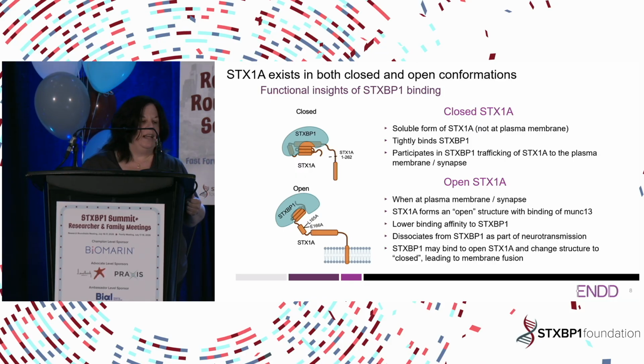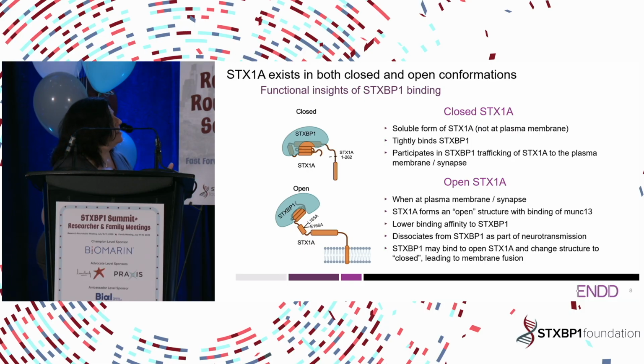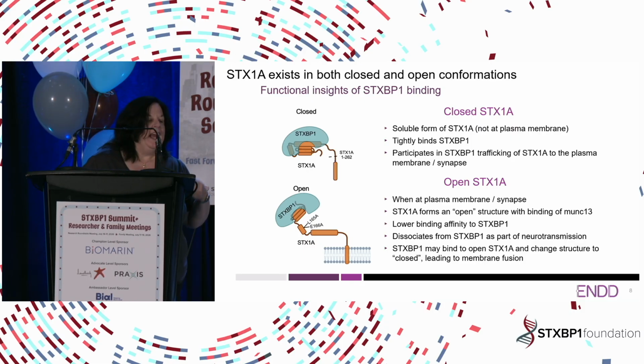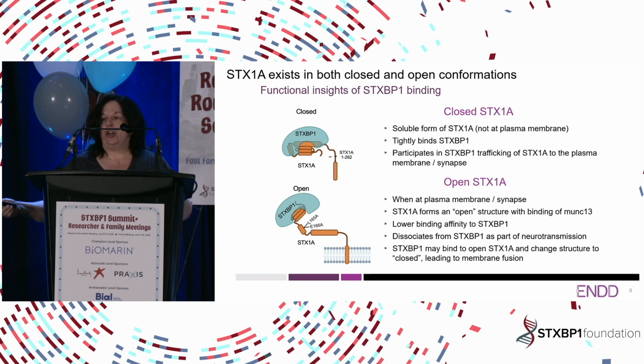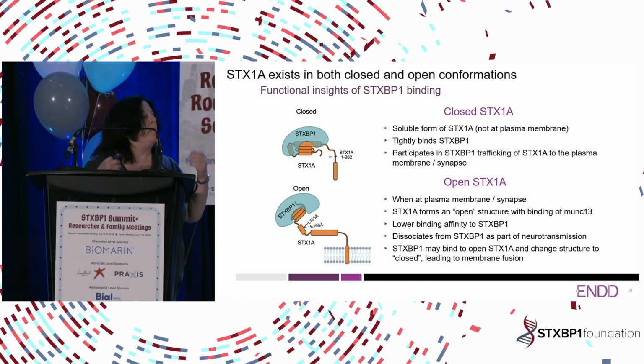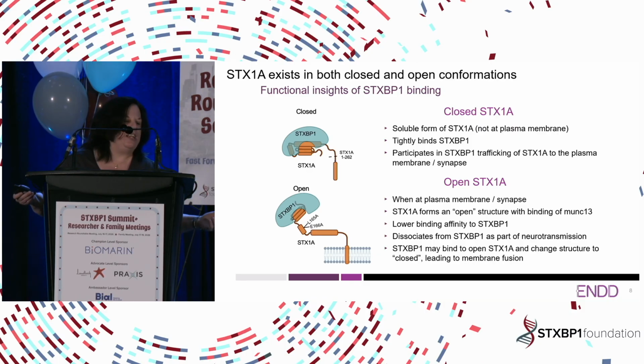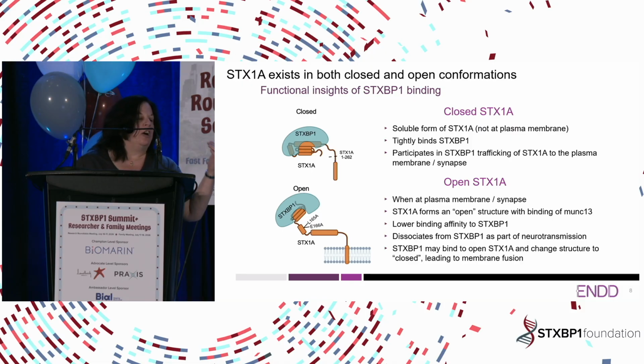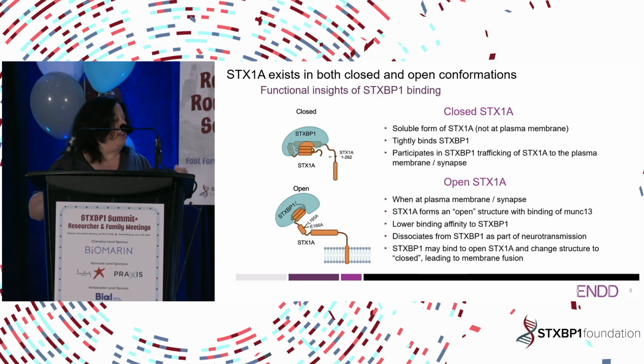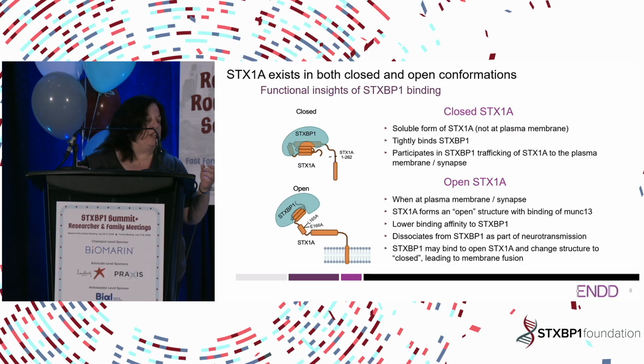synapse formation. When at the plasma membrane, the syntaxin then forms an open conformation. And this open structure occurs with binding of MUNC13. It has a much lower binding affinity for STXBP1, and so therefore it can dissociate from STXBP1 as part of neurotransmission. Now we can model the closed syntaxin with a C-terminal truncation, and we essentially remove that plasma membrane binding domain, and then the predominant syntaxin is soluble. To model the open syntaxin, we introduce 2 amino acid changes as indicated here.